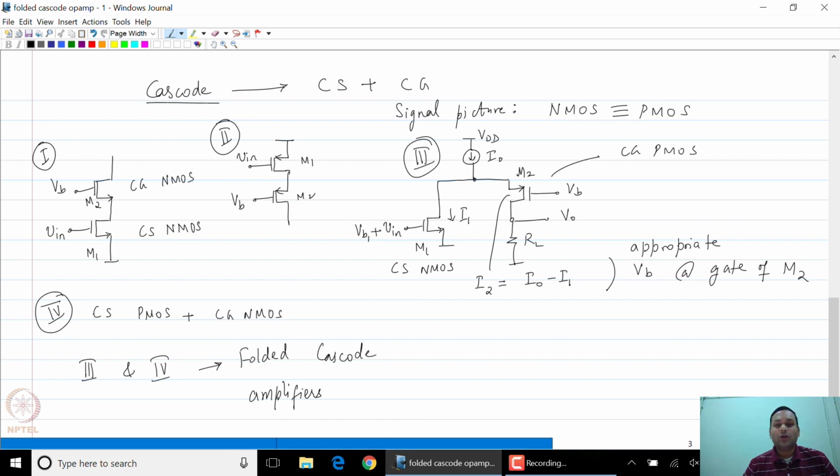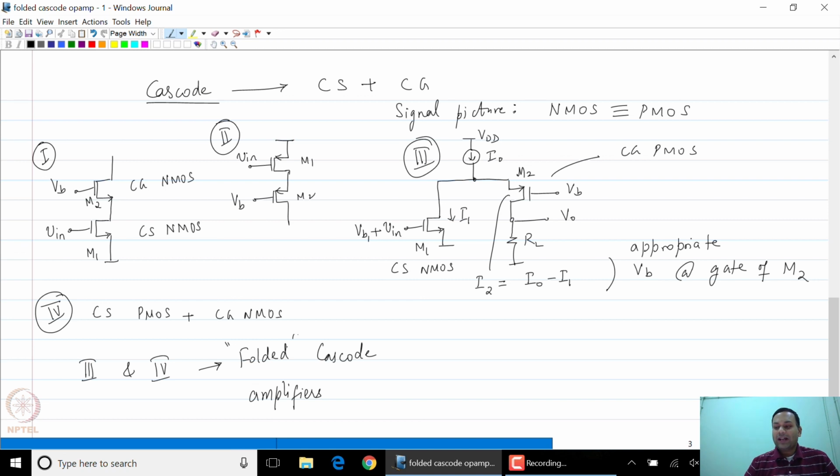Why are they called folded cascode? Because the way we draw the circuit is such that the circuit is folded down, the current is folded down into the common gate PMOS structure from the NMOS. So that is why these are called folded cascode amplifiers.